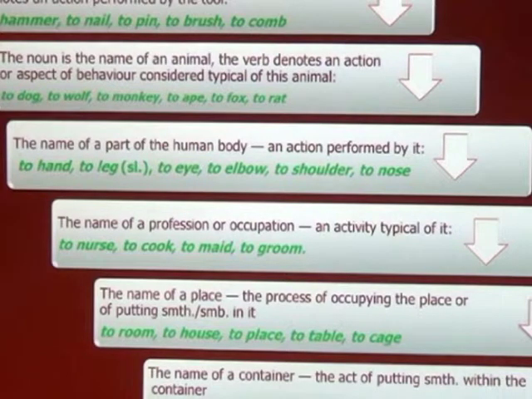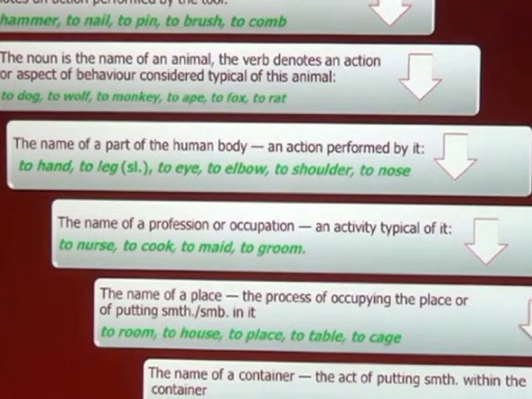The noun is the name of an animal. The verb denotes an action or aspect of behavior considered typical of this animal. To dog, to monkey, to fox. The name of a part of the human body, an action performed by it. To hand, to eye, to nose.